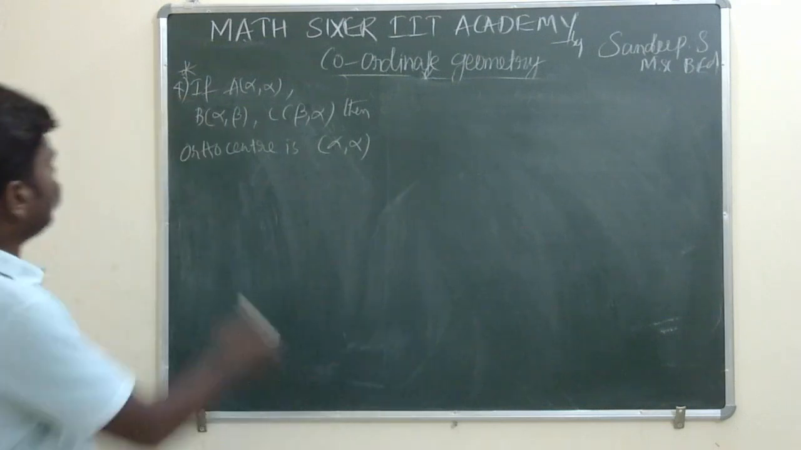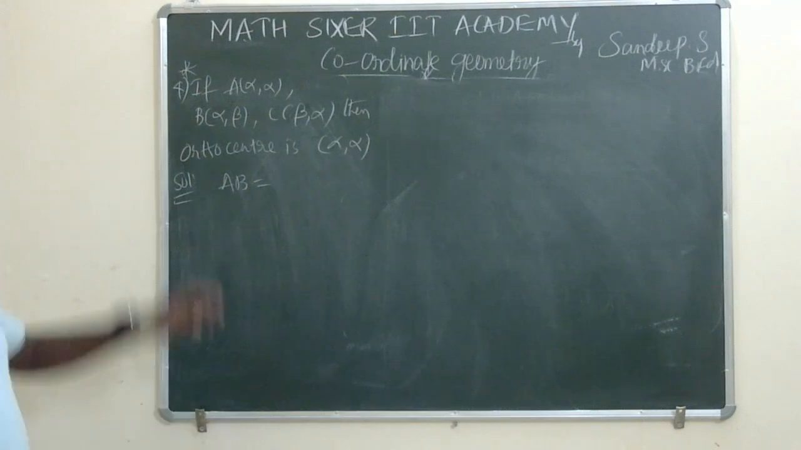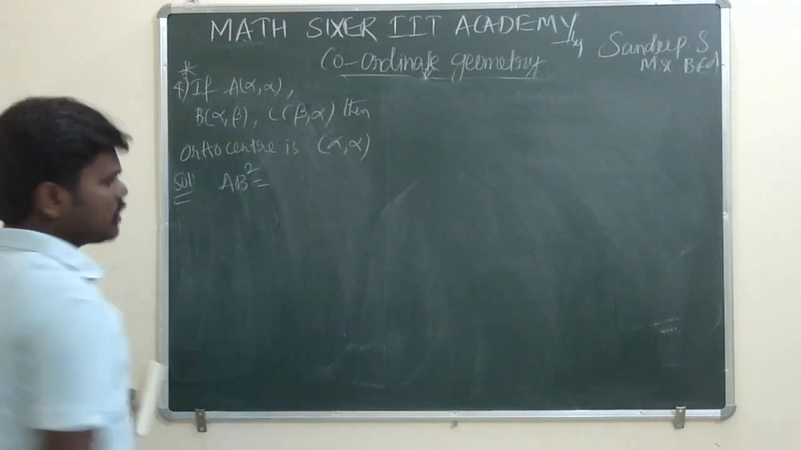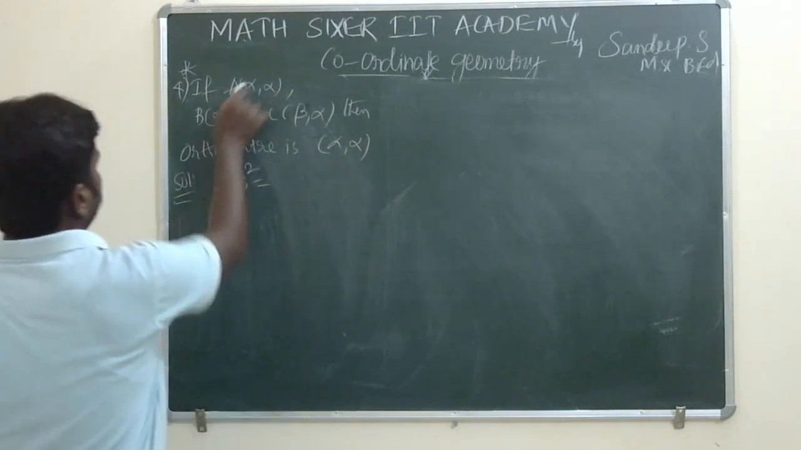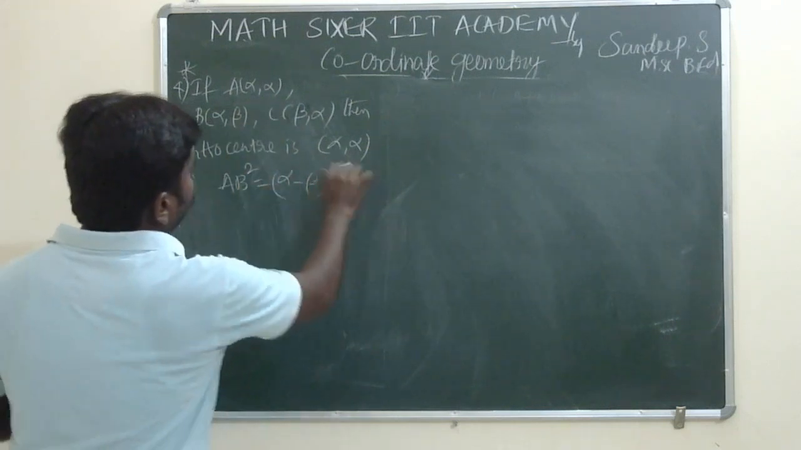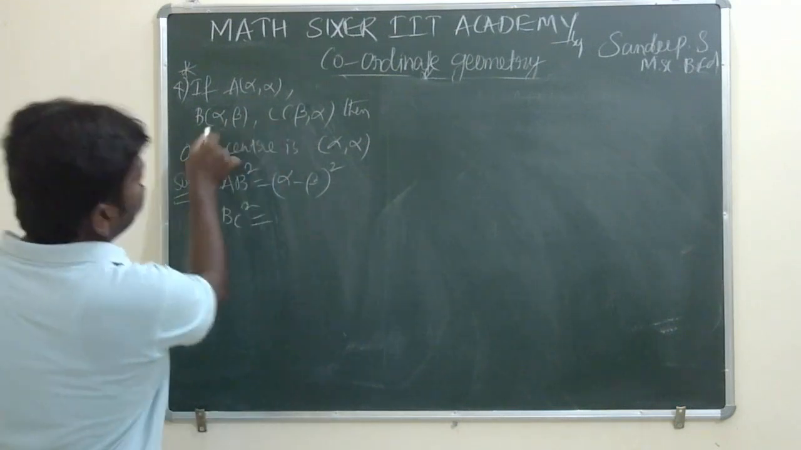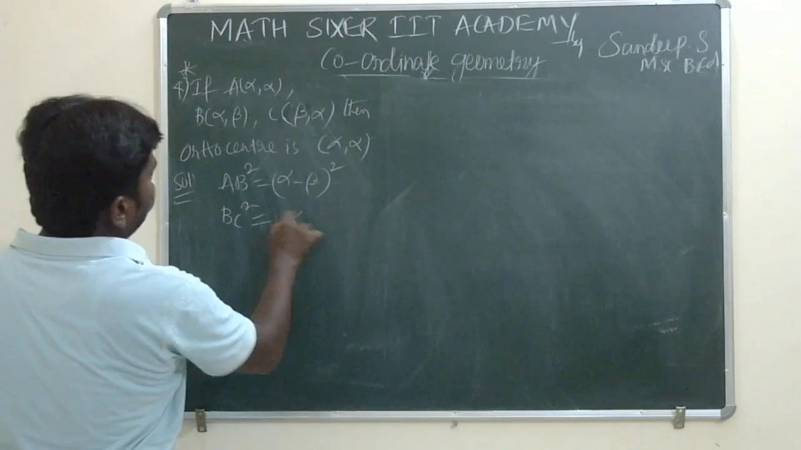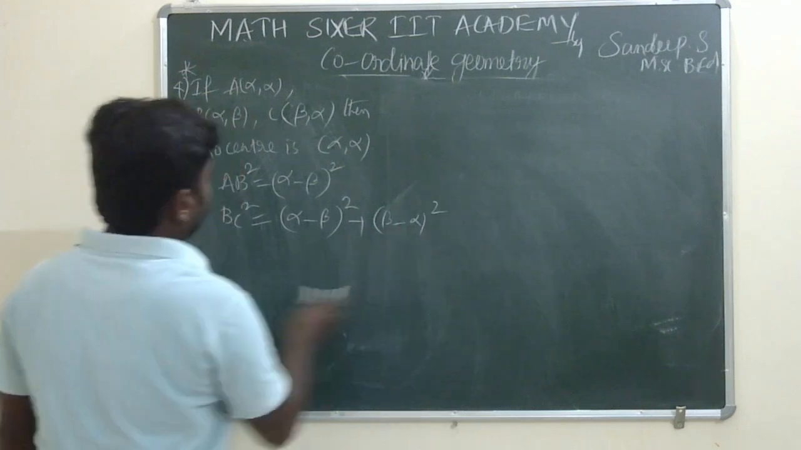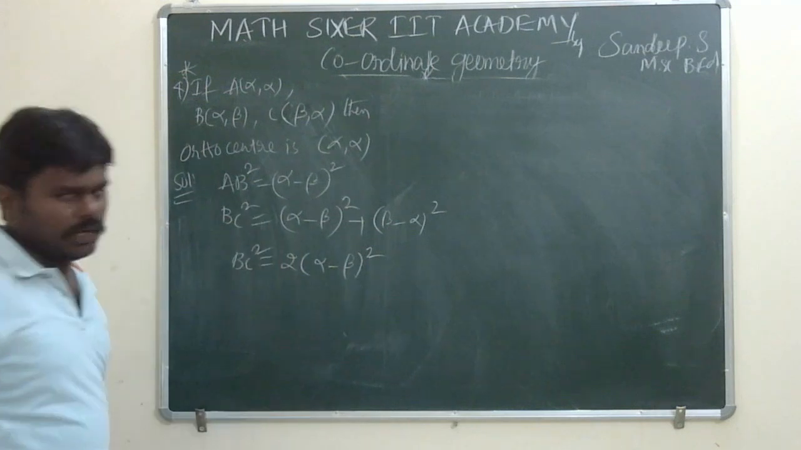To identify this, I am finding the distances. AB is the square root of AB squared. AB squared is (alpha minus alpha) whole squared, which is 0, plus (alpha minus beta) whole squared, so only (alpha minus beta) whole squared remains. Similarly, find BC squared: (alpha minus beta) whole squared plus (beta minus alpha) whole squared, which can be written as 2 times (alpha minus beta) whole squared. This is the BC squared value.